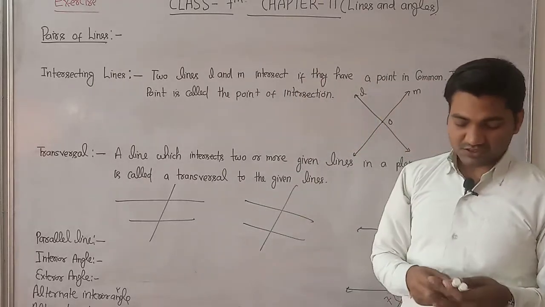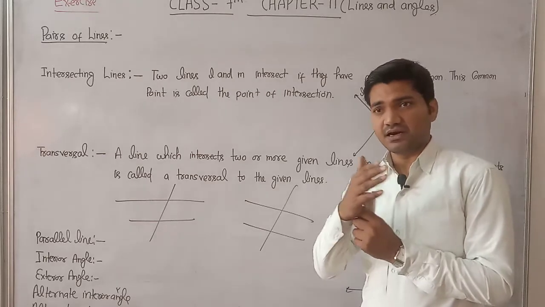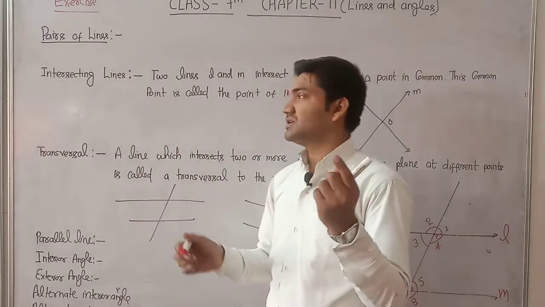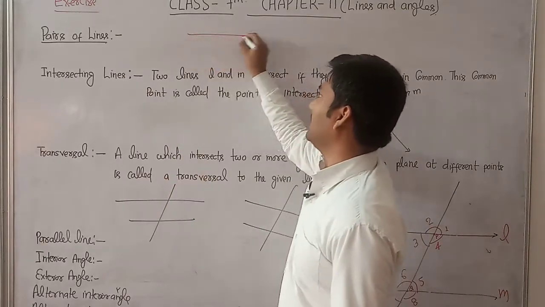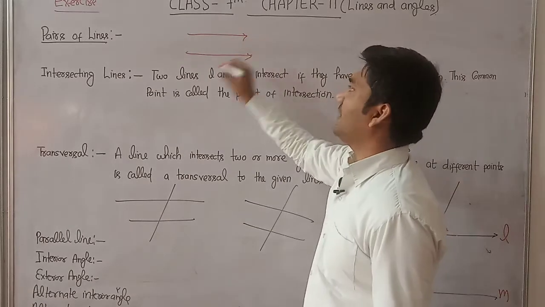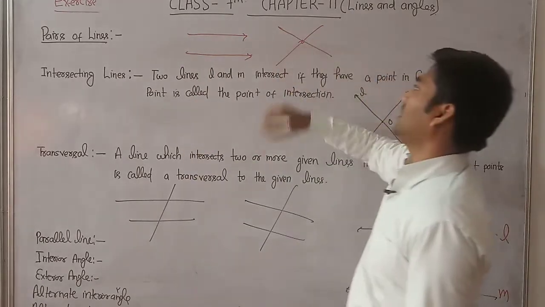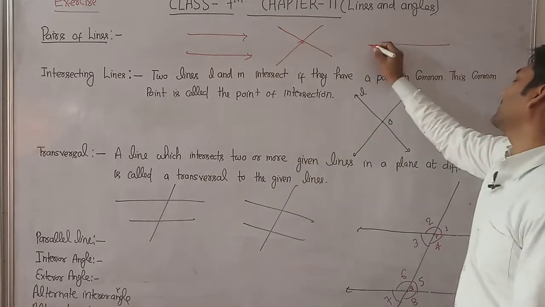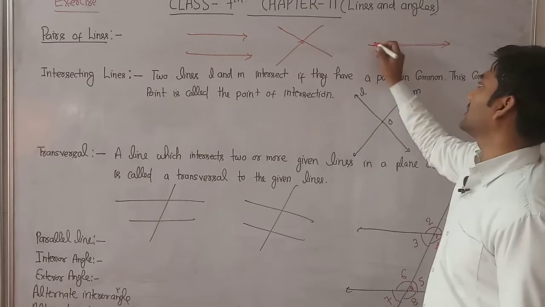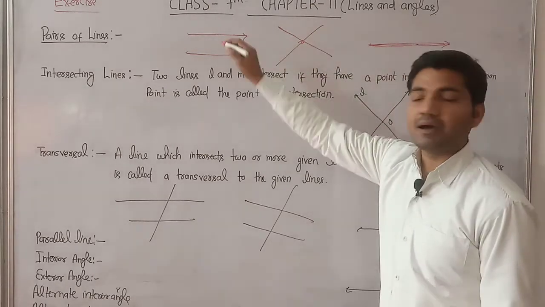Pairs of lines means lines are parallel lines, intersecting lines, or concurrent lines. A pair of lines has three conditions. First condition: lines are parallel to each other. Second: lines intersect each other. And third: lines are concurrent. It means both lines are in the same place. So it is a concurrent line, an intersecting line, and a parallel line.